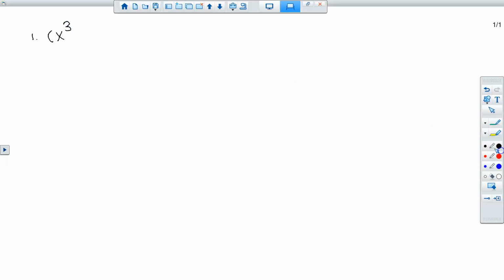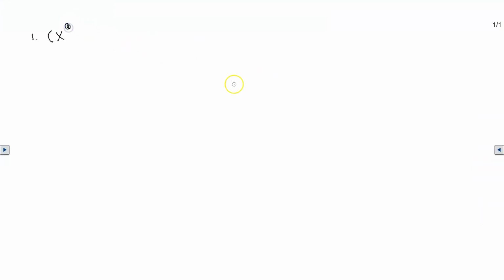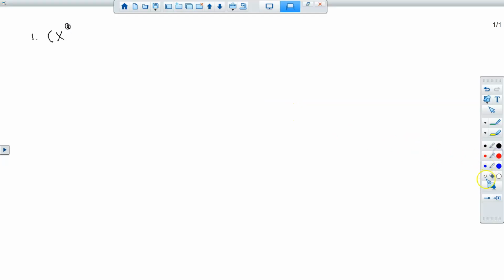For our first problem, we are going to do x to the third power. Oh no, excuse me, that's wrong. X to the second power is what I want. Let's start over again. All right, so here we go. We are going to do x squared plus 3x minus 43, and we are going to divide that by x plus 8.